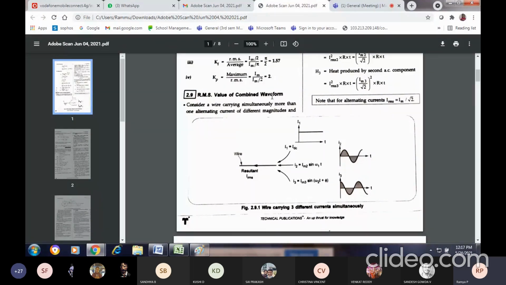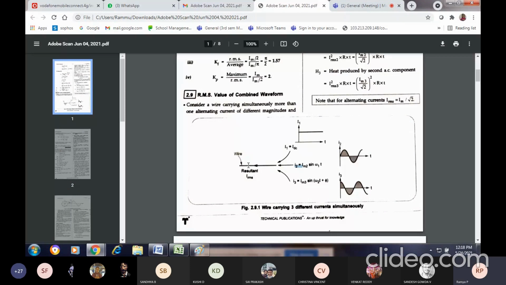See, here is one particular diagram. This is my wire. The direction shown with the arrow marker means from this particular junction I'm passing my current. Initially, I will take my first current as a DC current. I will give the current I1 is equal to IDC. That is a direct current I will be giving through this wire.